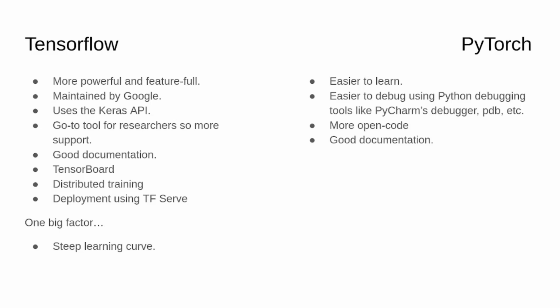On top of that, PyTorch supports default Python debugging tools like PyCharm's debugger, PDB, etc. Whereas on TensorFlow, you'd have to use an external tool to debug your programs. On top of that, PyTorch has more open code. What we mean by open code is, although you have to use several more lines of code to make the same functionality that you would normally do in like 18 lines of code in TensorFlow, you'd have to write maybe 30 lines of code in PyTorch.